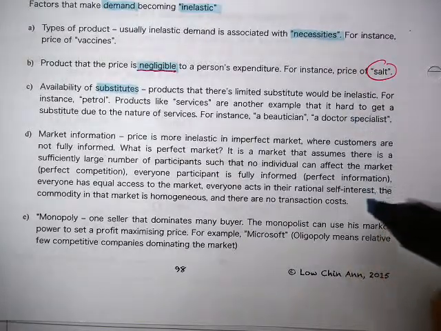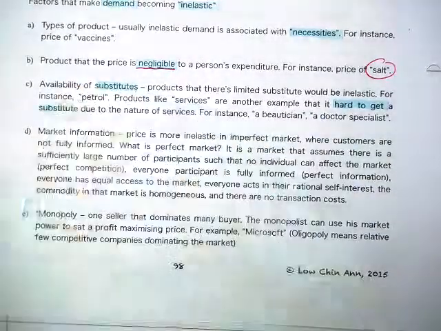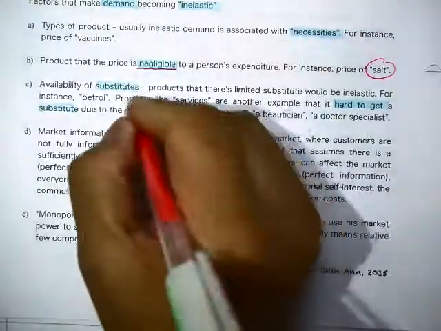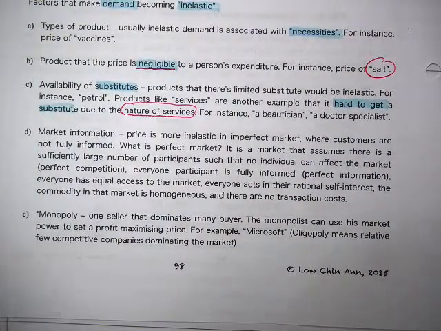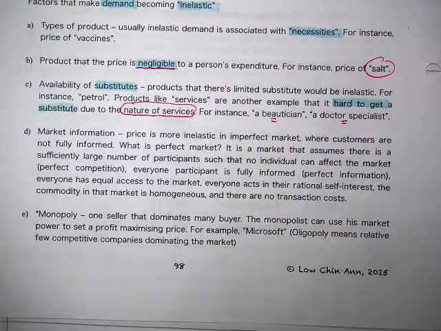But when you have something that has no substitute, very hard to get a substitute, then it's very inelastic. An example is the nature of services. Usually service industries like beautician, doctor, they're inelastic. That's why when you are sick or you need to have an operation, you want to go for all these famous doctors, correct? Now the famous doctor tells you, at one time I operate on you for 30,000, you don't pay.